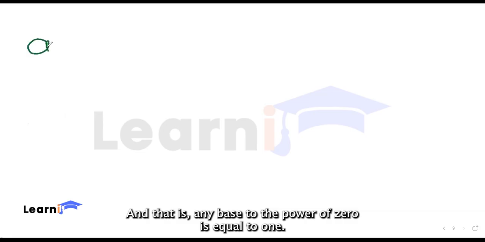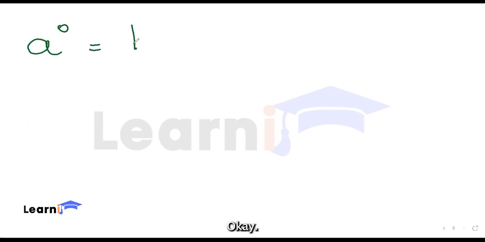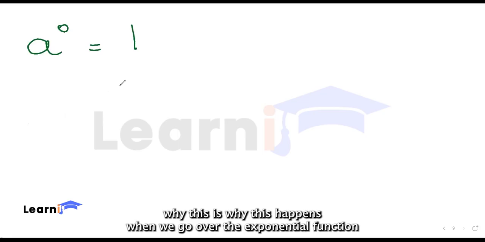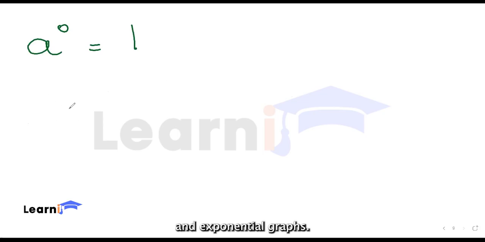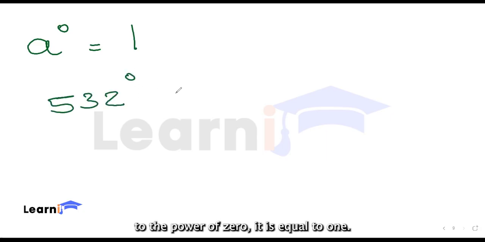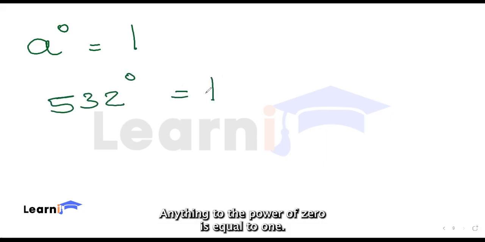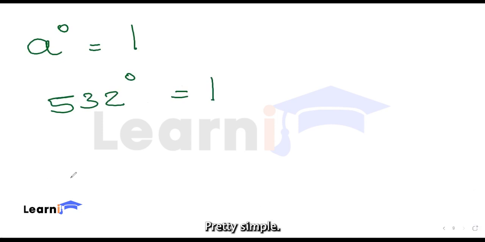Our next law is pretty simple and very convenient, and it will be coming up again and again all the time. And that is any base to the power of 0 is equal to 1. Okay, when we do functions, I will explain to you why this happens when we go over the exponential function and exponential graphs. So if we have 532 to the power of 0, it is equal to 1. Anything to the power of 0 is equal to 1. Pretty simple.